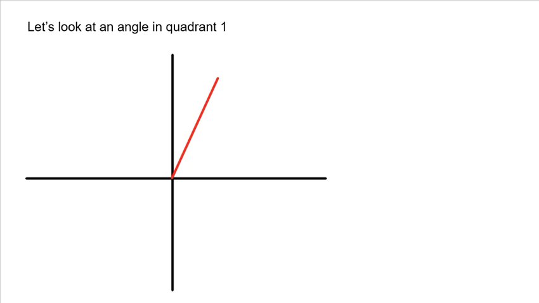Well, it's actually fairly simple. So let's start with an angle that's in quadrant 1. Even though quadrant 1 produces acute angles, it is a good starting point. All angles start on the positive x-axis. So let's draw this angle that goes here and stops, and we'll call that angle theta.